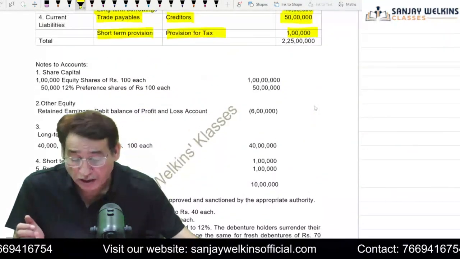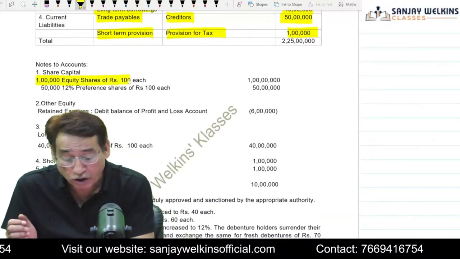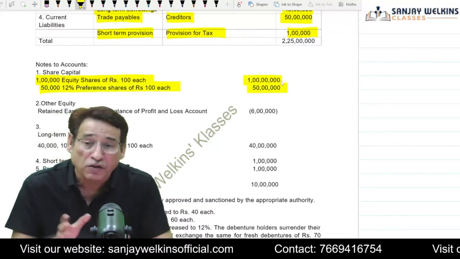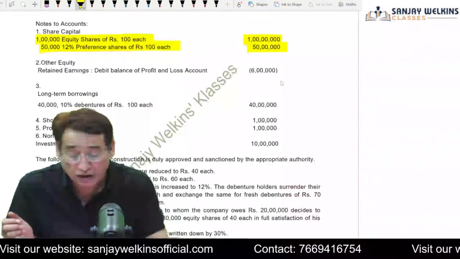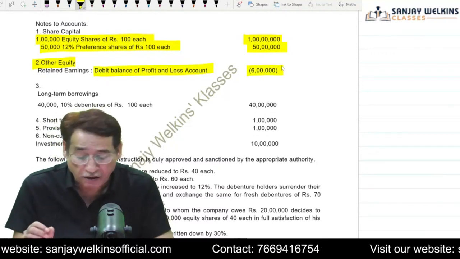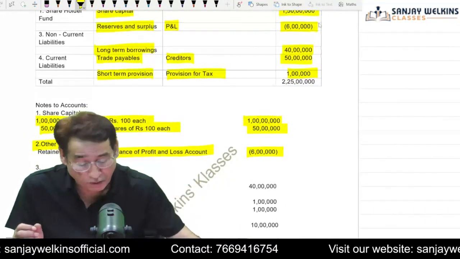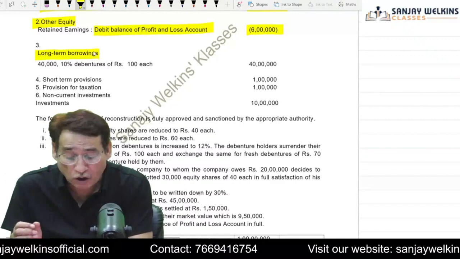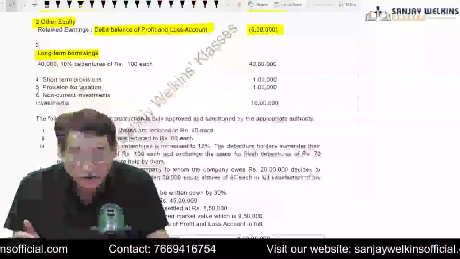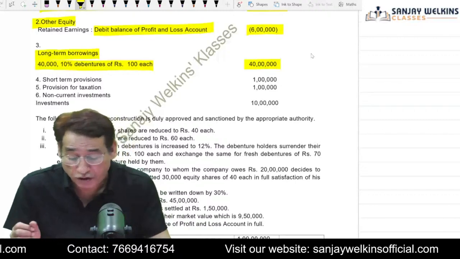Further, in the notes, it is given that as far as share capital is concerned in this question, you are having equity share capital this much. You are having 50,000 12% preference shares to the extent of 50 lakh. Correct? Further, under other equity, we have already seen there is only one item, the profit and loss account, carrying a 6 lakh negative balance. Correct? Reserve and surplus, profit and loss account, negative balance 6 lakh. As far as long-term borrowings are concerned, we are having debentures only. So the 40 lakh figure which is given is of 10% debentures.